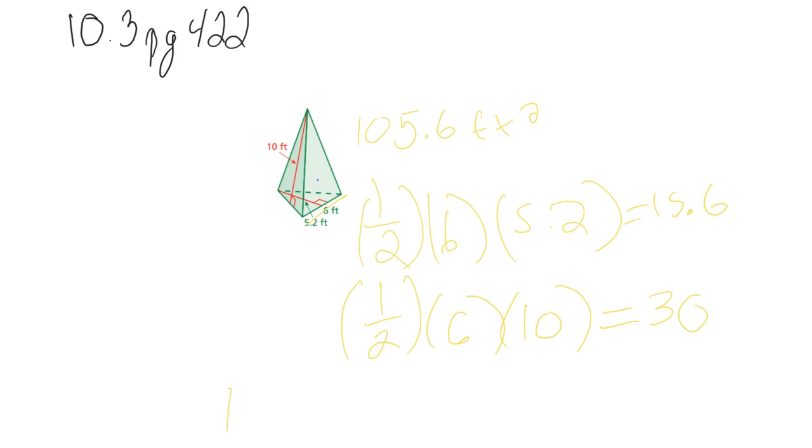So now we want to find our surface area. So 15.6 plus the 3 from the 3 sides times the 30, because that's the area of each side. That would have given you 105.6. Unit is feet. It's area, so square. There you go. That is lesson 10.3.